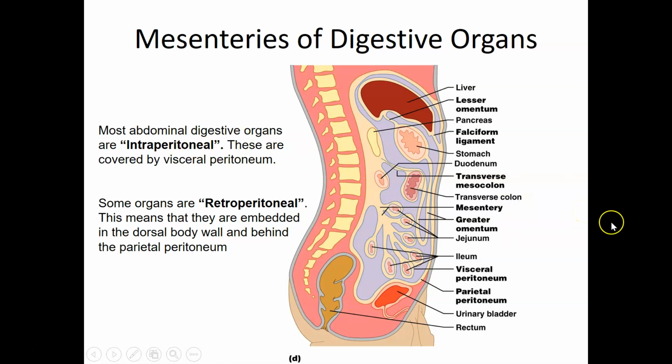Okay, some organs, however, are retroperitoneal. Retroperitoneal literally means behind the peritoneal cavity. And those organs are basically embedded in the dorsal body wall. They're not covered by a visceral peritoneum. They may be partly covered by a parietal peritoneum. So examples of organs that have a retroperitoneal location, and these are just digestive organs, part of the pancreas, part of the small intestine called the duodenum is located there, a retroperitoneal location.